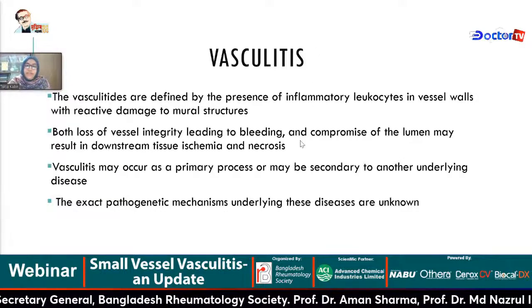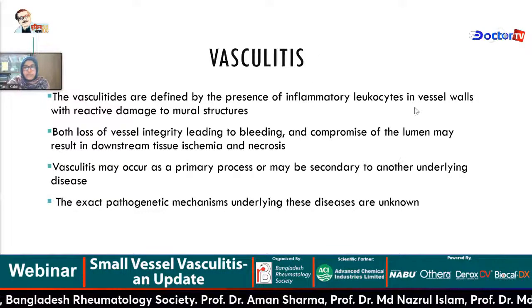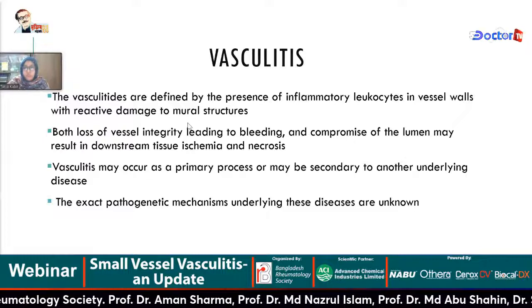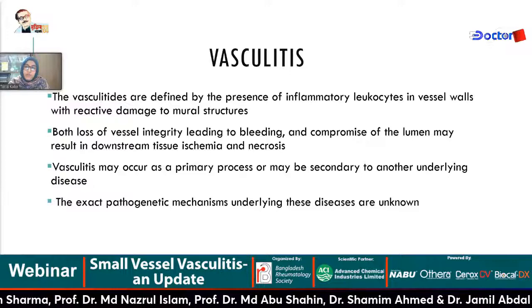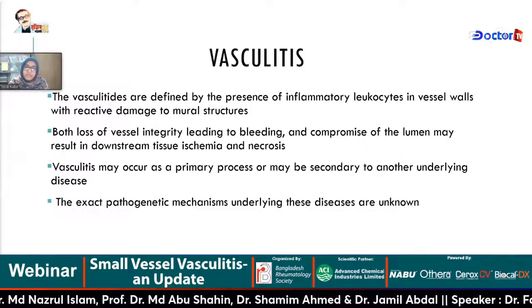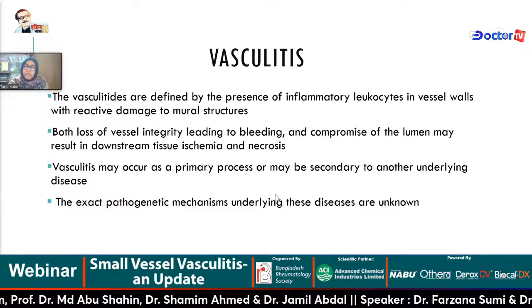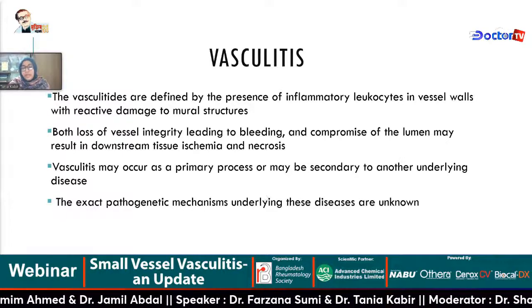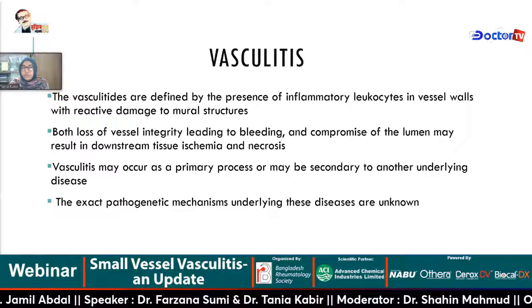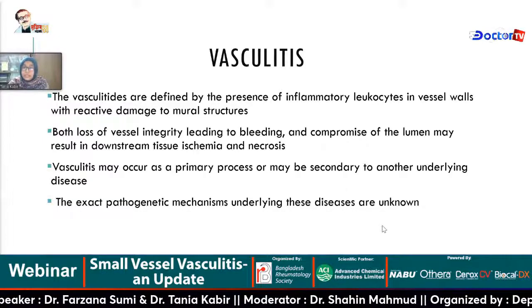The vasculitides are defined by the presence of inflammatory leukocytes in vessels with reactive damage to mural structures, which causes bleeding and compromise of the lumen of the vessels, which results in tissue ischemia and necrosis. Vasculitis may occur as a primary process or may be secondary to another underlying disease. The exact pathogenic mechanism underlying the disease is still unknown.